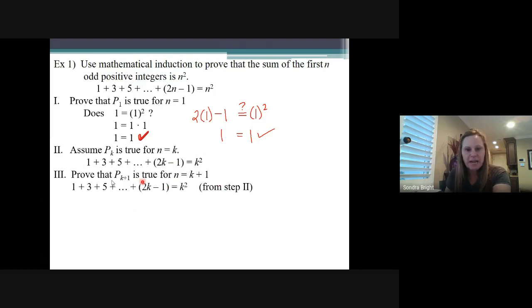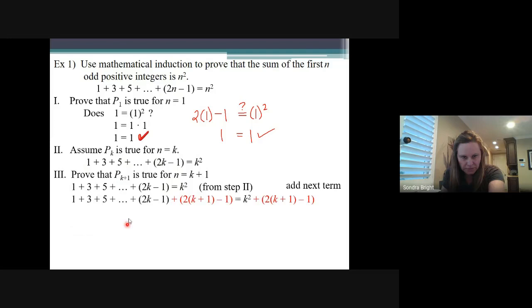So notice what I did. All I did here, I rewrote the exact same step from step 2. We assumed it's true, so I'm saying this is a true statement. Then, for this type of problem, to show that it's true for k plus 1, which would be the very next integer, you're going to take this whole left-hand side and write it again. So look, 1 plus 3 plus 5 plus dot, dot, dot, plus 2k minus 1.